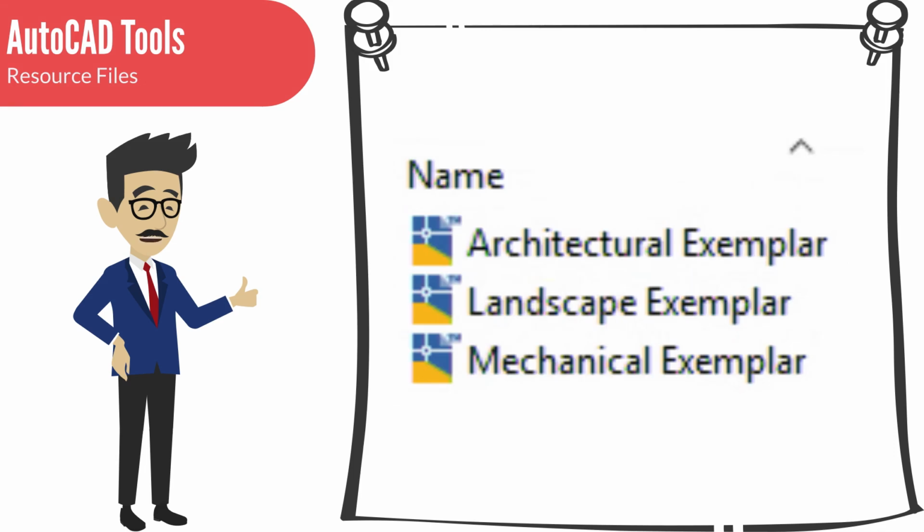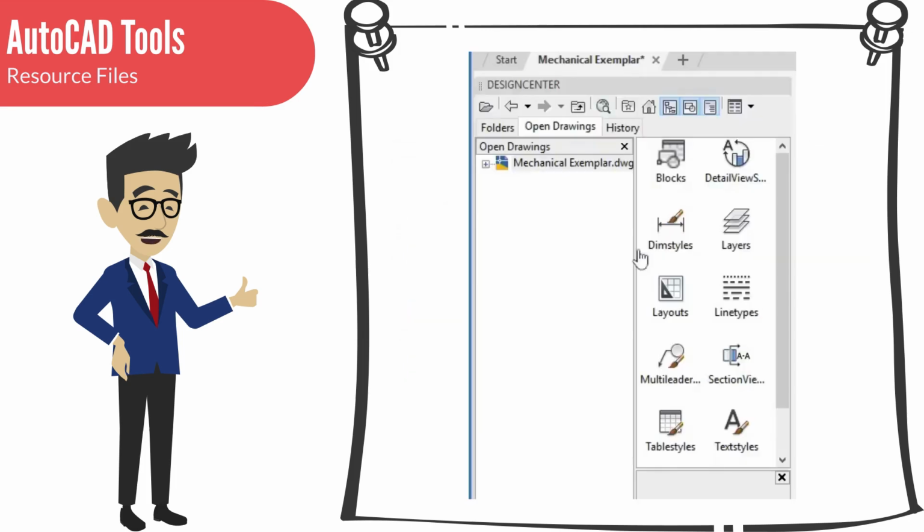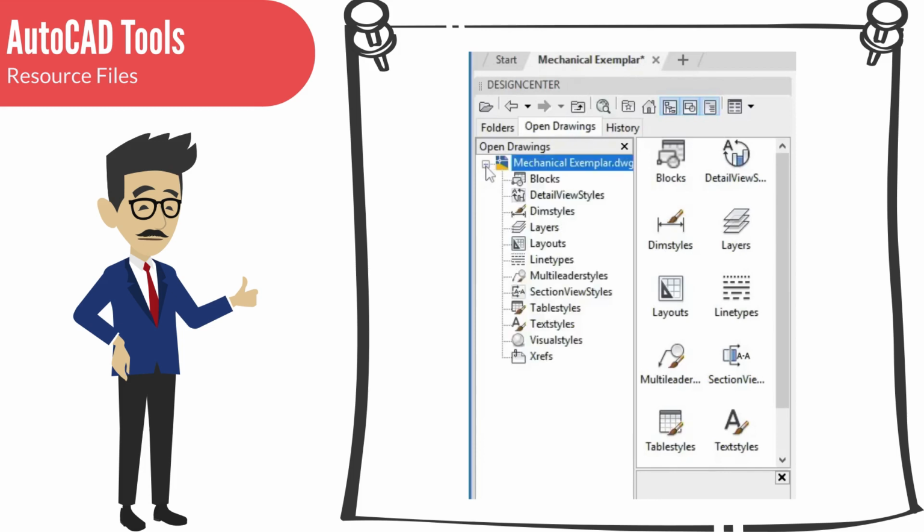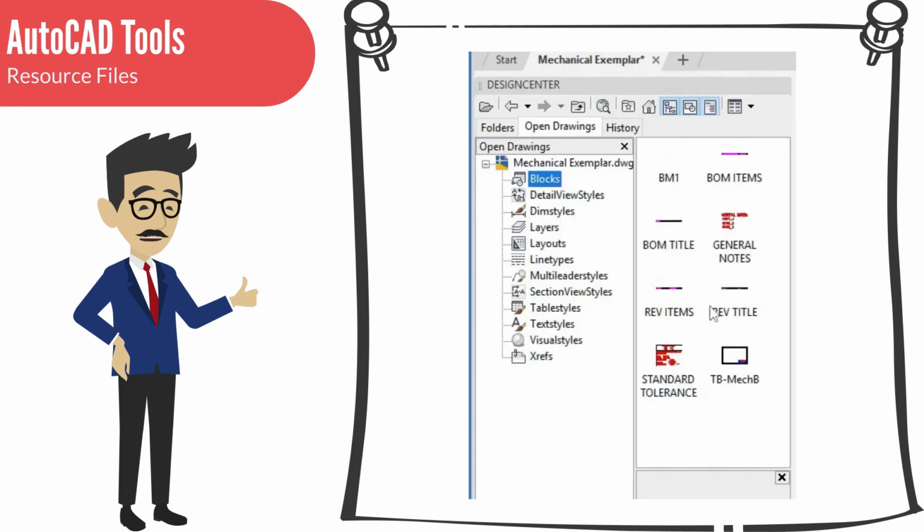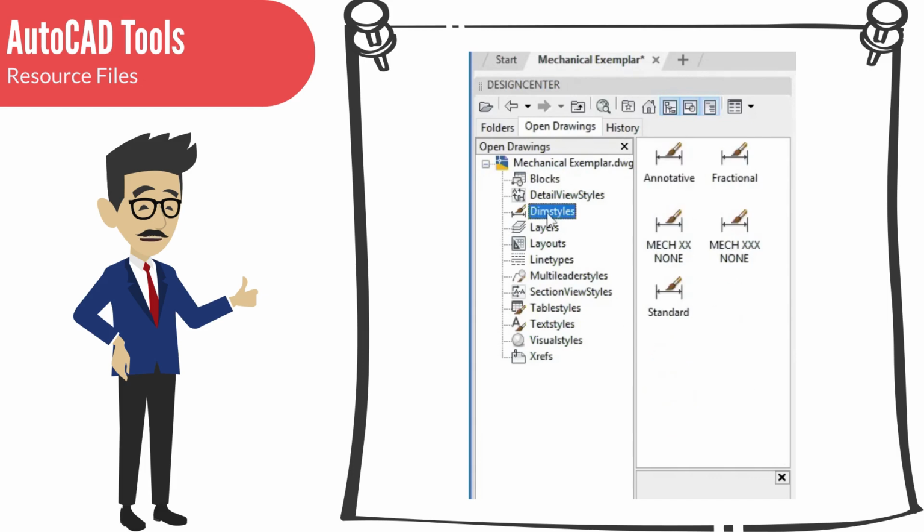Many companies use a resource file as a template that holds reusable things. AutoCAD uses the term template for something that is slightly different, so we will use the terms exemplar or resource file. Let's look at the example of a mechanical resource file. In it you will find useful blocks that can help make a layout. And you will find dimension styles that are specific to a mechanical drawing as well as layers, layouts, and line types too.